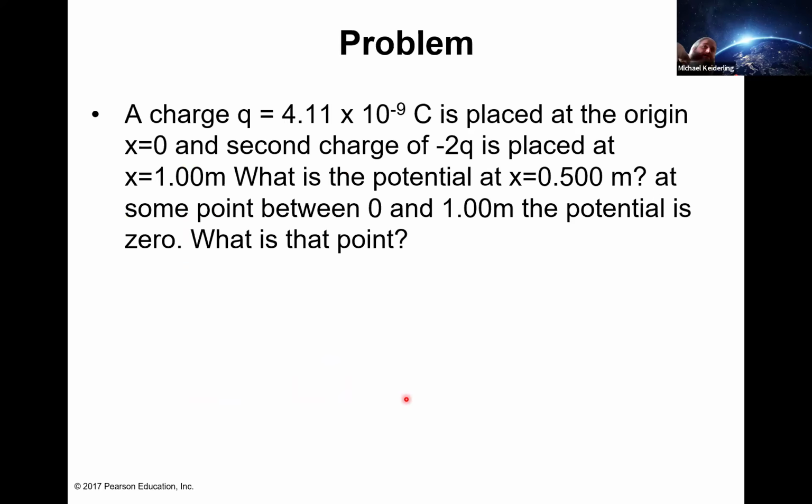And here, we have a charge of 4.11 times 10 to the minus 9 coulombs placed at the origin where x equals 0, and a second charge of minus 2q, so that will be negative 8.22 times 10 to the minus 9 coulombs, placed at 1 meter. What is the potential at 0.5 meters? And at some point between 0 and 1, the potential is 0. What is that point?